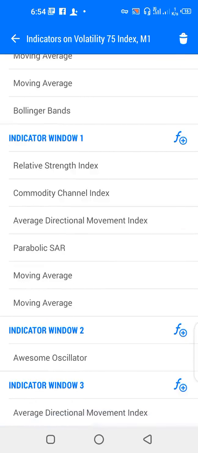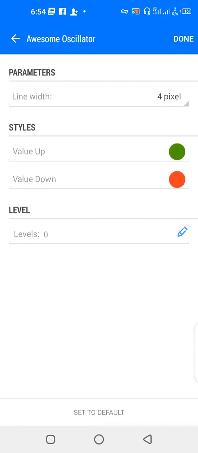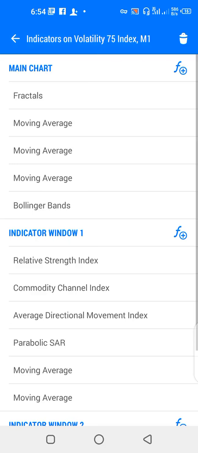For indicator window two, we have the awesome oscillator. Let's look at the parameters. The line width is 4. There is value up and value down. The color for value up is green. The color for value down is red. Okay, let's go to the chart.